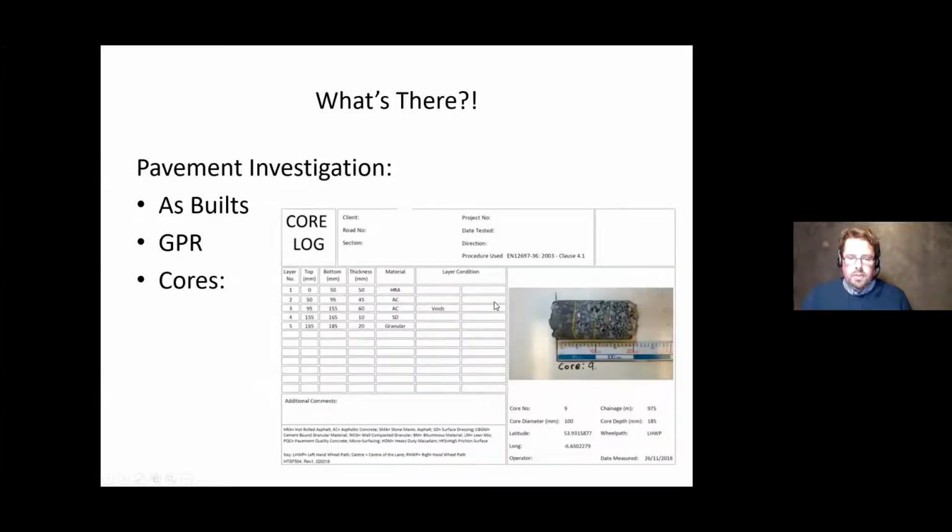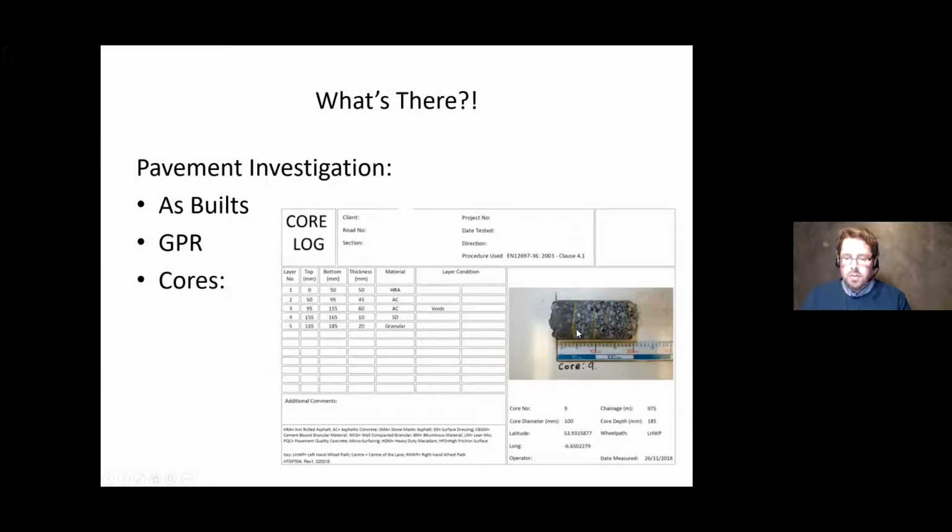Your cores, sampling, taking cores. Be conscious that the core might not remove your granular material, so it'll just tell you what your bituminous layer thickness is. Also, when you're looking at cores, look for delamination. Delamination can be very critical, especially if you're inlaying or removing surfacing, to make sure that you've no thin layers left behind.